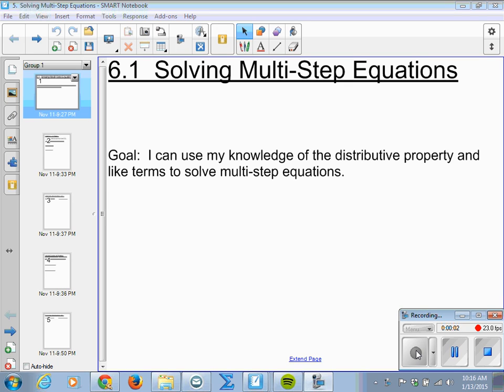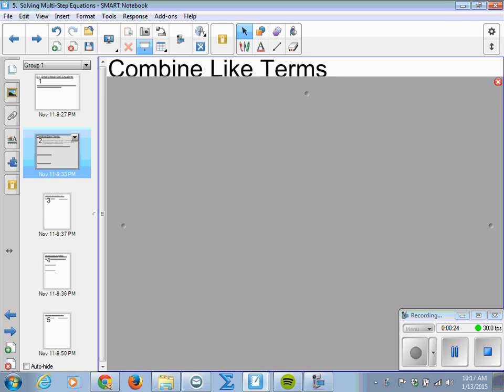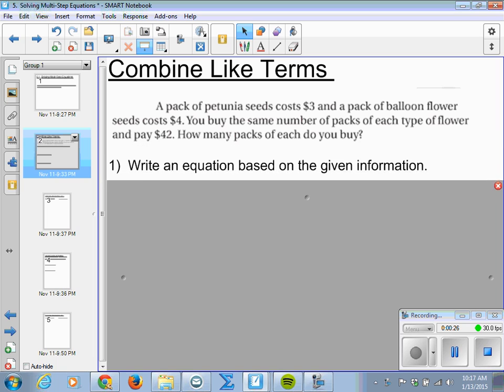Our lesson today is over solving multi-step equations, and the goal will be you can use your knowledge of the distributive property and like terms to solve multi-step equations. So if any of you are having any issues still with combining like terms or that property, this is another good review to help you get it better along with solving equations. So we'll start by combining like terms. So we'll do a word problem.